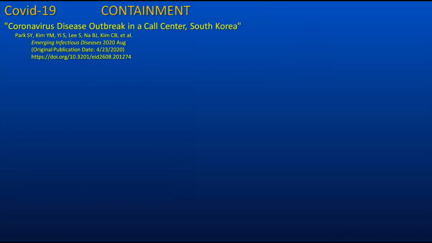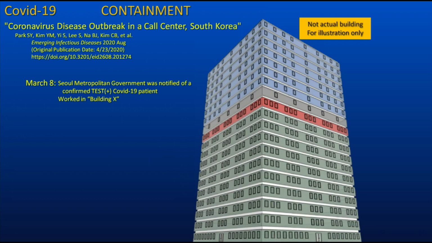We will preview the story with a very brief timeline. On March 8, 2020, the Seoul Metropolitan Government was notified of a test-confirmed case of COVID-19 in a person who worked in Building X, a 19-story mixed commercial residential building in one of the busiest urban areas of Seoul. Commercial offices are located on floors 1 through 11, including a call center that occupies floors 7th through 9th, as well as floor 11, with 811 employees. Floors 13 through 19 are residential apartments.